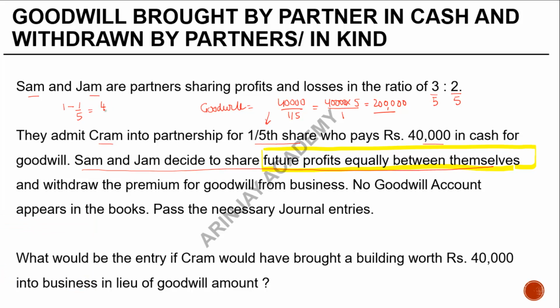What is left is 4/5 share. This is the share that they decided to share amongst them equally, and withdraw the premium for goodwill from business. No goodwill account appears in the books. Pass the necessary journal entries. This is part A of the question. We are going to come to part B a little later, but let's first solve this.